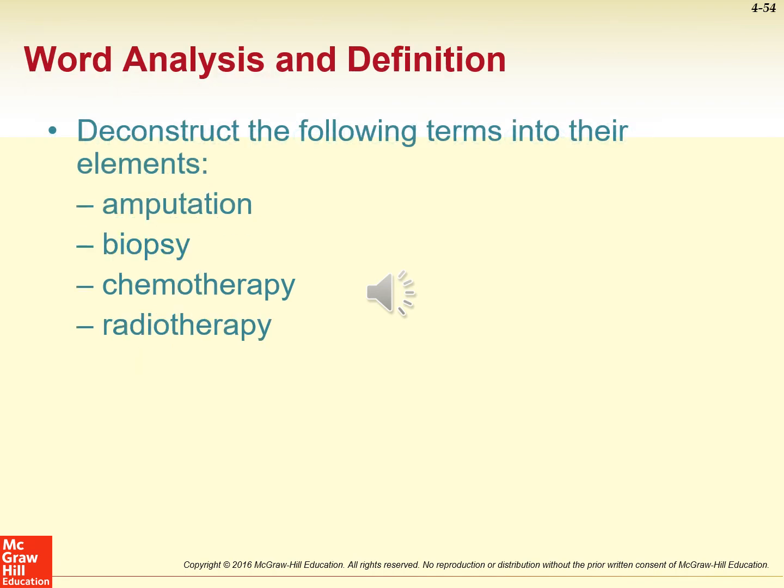So lastly we have here is amputation, right? So the root word amput, A-M-P-U-T, means to prune, right? Or top off, and the suffix ation means process, right? So then we have a biopsy, and we talked about that, right? To view life. We have chemotherapy, a root/combining form of chemo, C-H-E-M-O, means chemical, and the suffix therapy means medical treatment. Then lastly, we have radiotherapy, which is the root word/combining form of radio, R-A-D-I-O, which means X-ray or radiation, and then the suffix therapy, which means medical treatment.